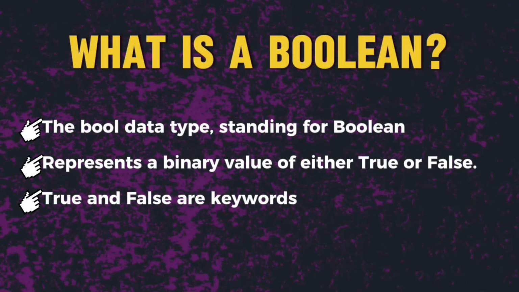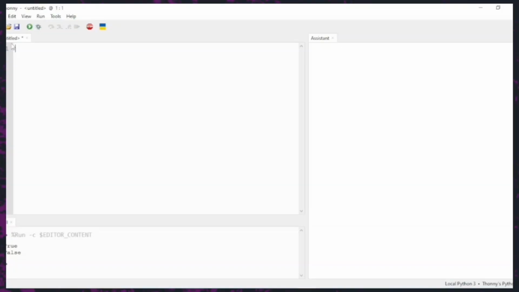In programming, we often need to ask questions and make decisions. To do that, we use something called Boolean values. These are just two values, true and false. These are special keywords in Python and represent the result of a condition. For example, is 10 greater than 5? The response is a Boolean value, meaning the value is either true or false.